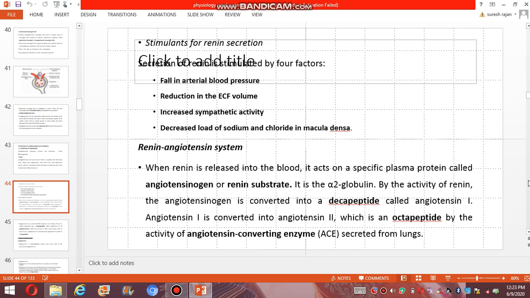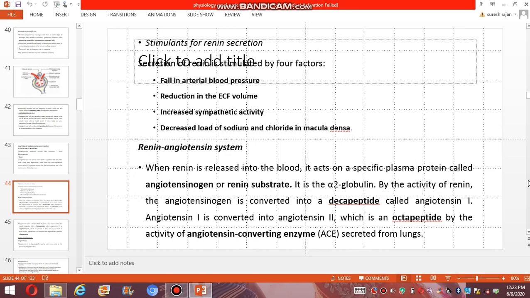The name of that plasma protein is angiotensinogen, otherwise known as renin substrate, and this angiotensinogen is an alpha 2 globulin. Due to the activity of renin on angiotensinogen, it is converted into a decapeptide known as angiotensin 1. So renin converts angiotensinogen into angiotensin 1, and this angiotensin 1 is a decapeptide.